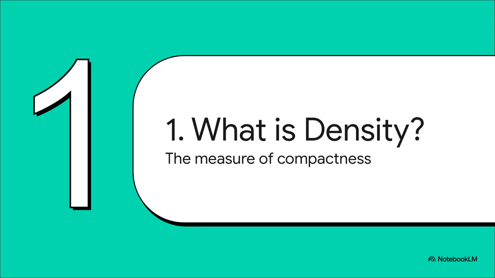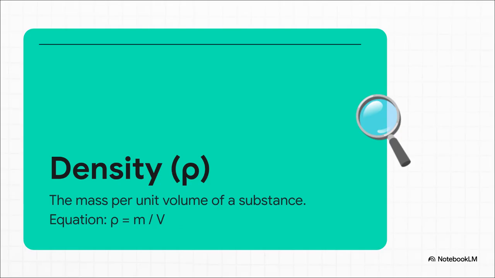Okay, first things first. Let's talk about the most fundamental property of pretty much any material you can think of. It's density. So density, we use the Greek letter rho for it, and it's really just a measure of how much stuff is crammed into a certain amount of space. Think about a kilogram of feathers versus a kilogram of lead. Same mass, right? But the volumes are wildly different, which means they have very different densities.